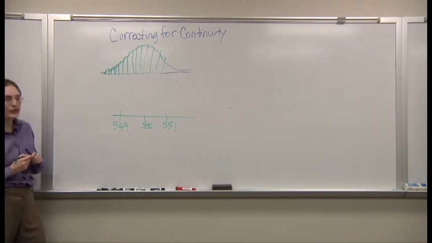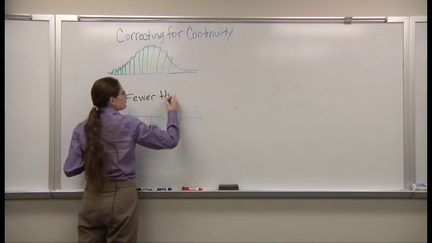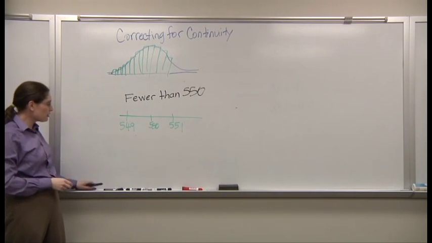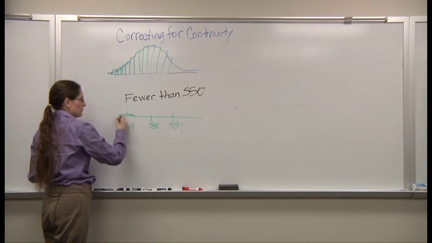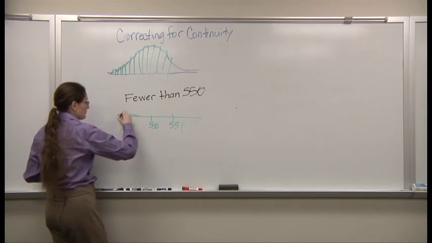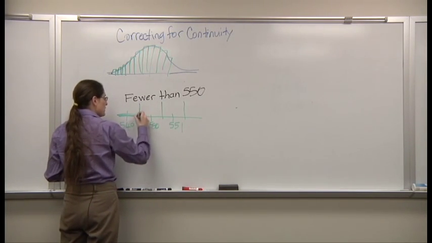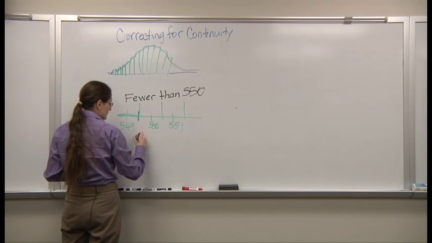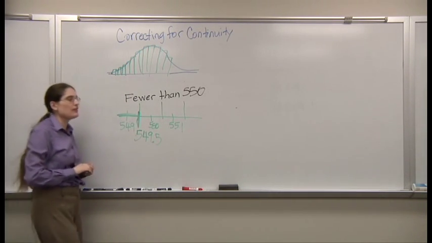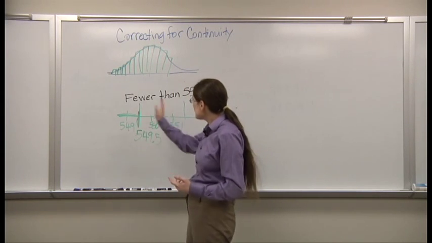We want fewer than 550. So that includes 549, sure. Does that include 550? No. So we don't include 550. And we stop at 549.5. Another way to think of it is that it's all the numbers that would round to less than 550.